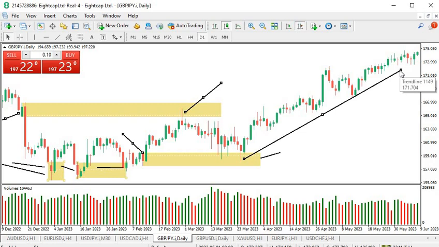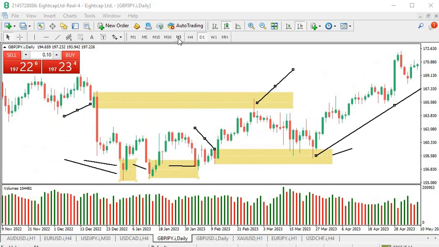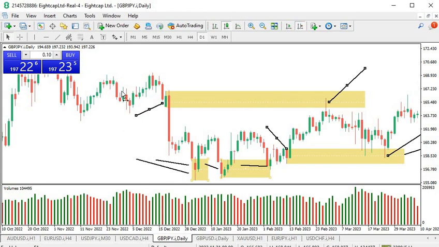So that is how we will see supply and demand. So that is how we will trade supply and demand on the charts. And supply and demand and order blocks are similar, but we call the bullish order block as a demand zone and we call the bearish order block as the supply zone.